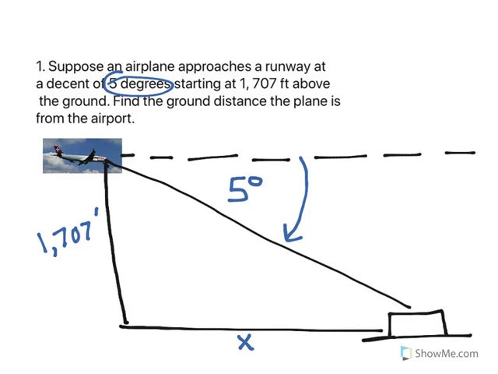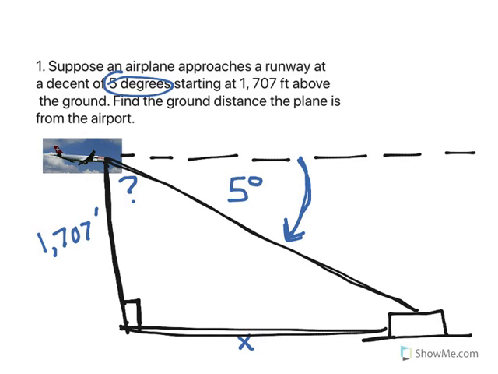To solve for X, we need to recognize that we have a right triangle here, and we're going to use SOHCAHTOA, our trig ratios. But to do that, looking at my triangle right here, I need to know an angle. I know my angle of depression here is 5 degrees, but I need to know this angle to be able to set up a trig ratio to solve for X. But notice, here in this corner, I have another 90-degree angle.